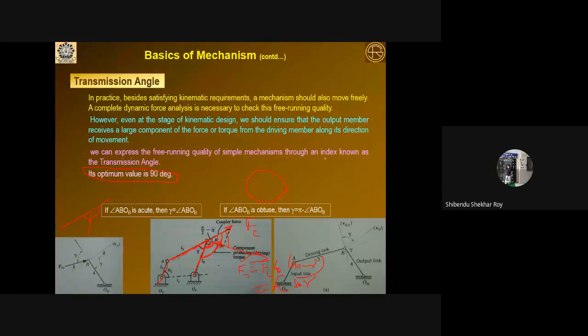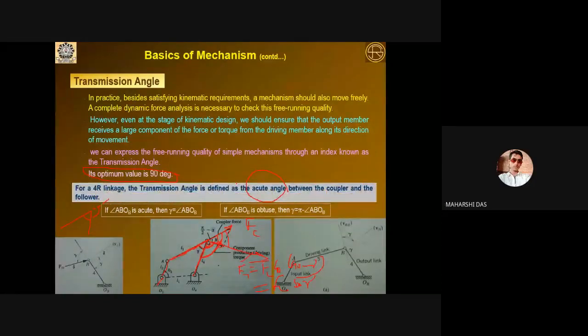And that design will be the good design. If your gamma variation is close to 90 degrees, then you can say a major amount of force will be transmitted, which converts to torque, and because of that you get free running quality. So without solving kinetics, by seeing the transmission angle variation, you can say whether your mechanism is free running, or of good quality or not. Is it okay?